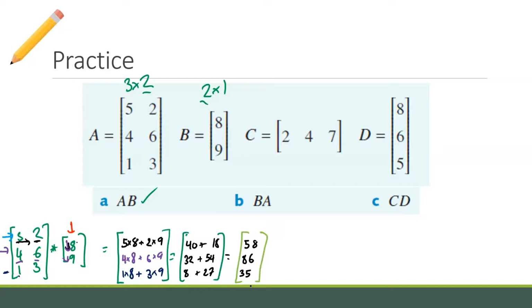Now, the trick here is to say, well, it's a 3 by 1. This here is the product of the first row and the first column. This is the product of the second row and the first column. And this is the third row and the first column. That's where these numbers came from. So that's how we do it for the first one. Are there any questions on that so far?